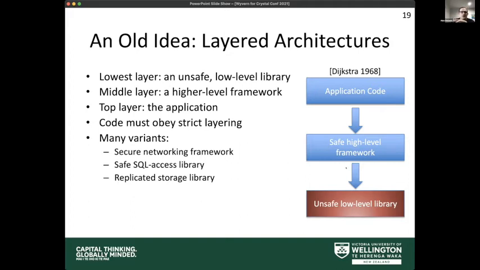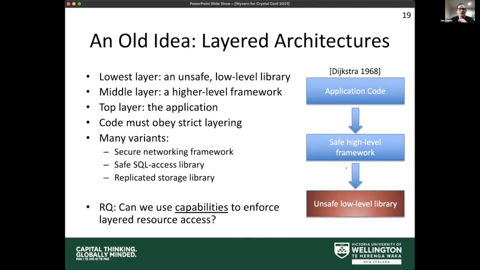So the lowest layer is this unsafe library, the middle layer is some sort of framework, and then the application is supposed to just use that middle layer and obey strict layering. Any sort of networking framework is a good example of a layered implementation. You can imagine a SQL access library that hides behind some high-level library, perhaps replicated storage, etc. So the question that we had is, can you enforce this kind of architectural decision in the language? In particular, can we use capabilities to enforce such layered access to resources?